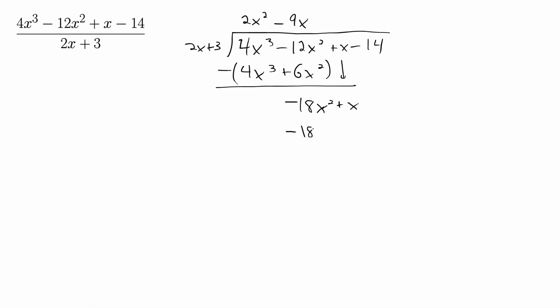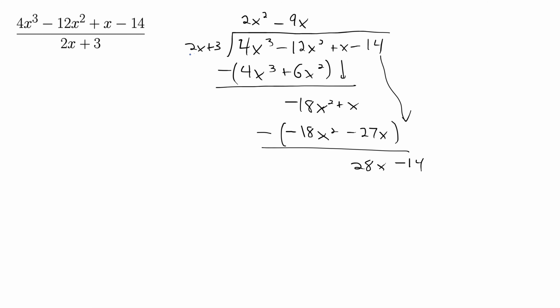Negative 18x squared. Now we multiply it by the 3. Minus 27x. Subtract off. Don't forget the parentheses. All right. That leaves us with 27. Make that 28x. So we have 1x plus 27x is 28x. All right, bring down the negative 14. This comes all the way down.